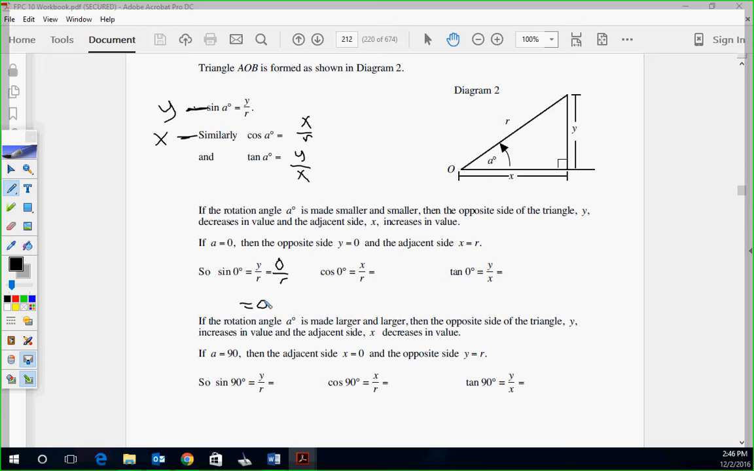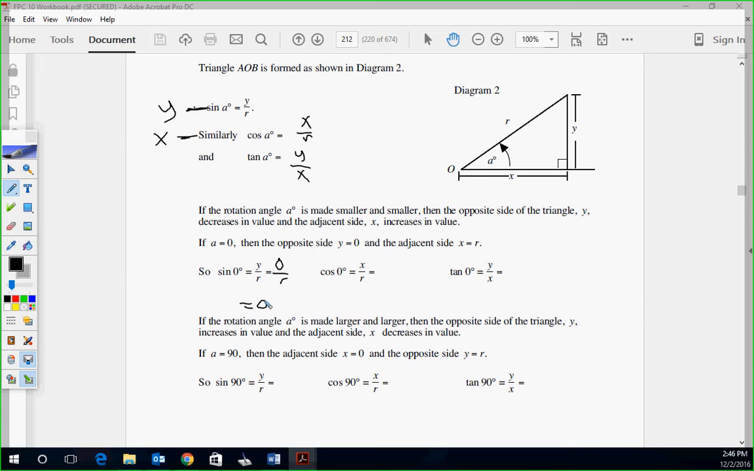Here's what I want you to think about. Sine of 0 puts me here, right? In terms of angle movement, it's right here. What's the y value here? 0. I haven't moved up or down, right? So sine goes with y.